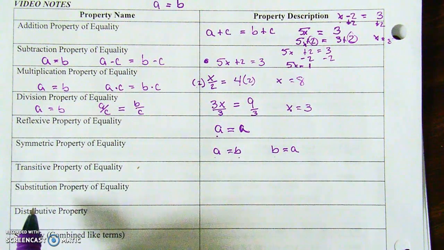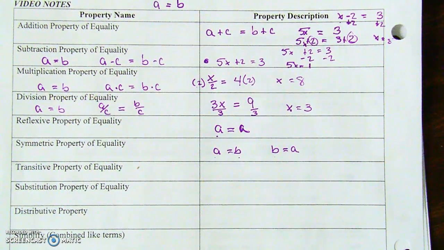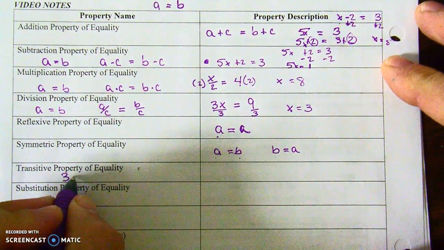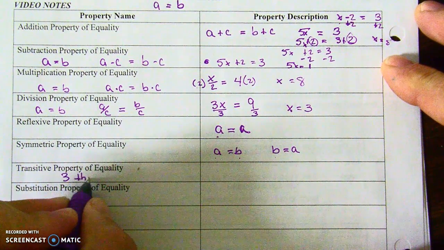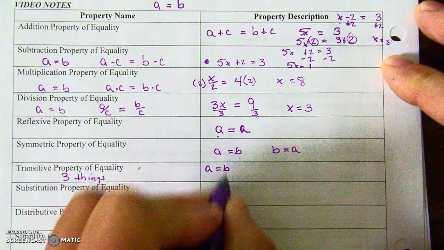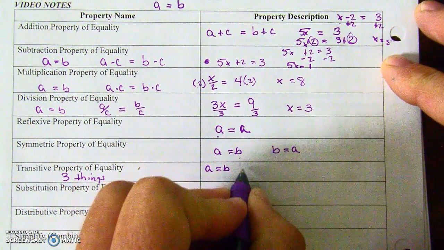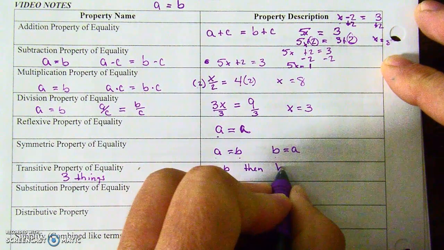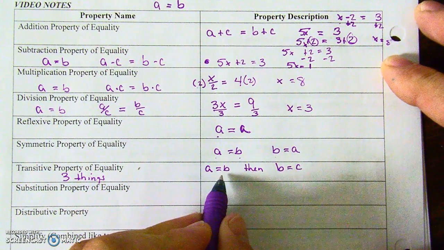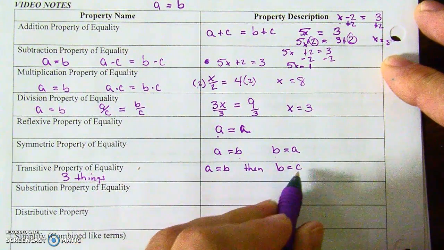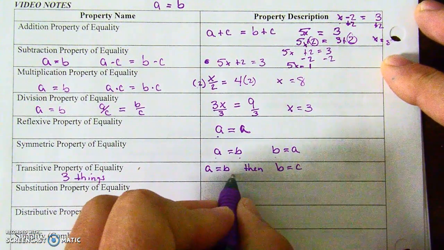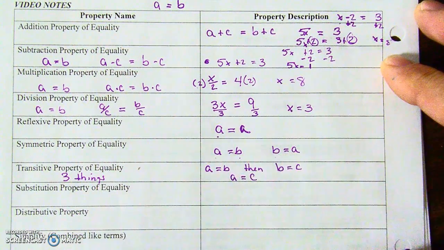Now, transitive property, we talked about this a little bit yesterday in class, where you have to have 3 things. Okay, I'm just going to write that here. So we have this. So if we say A is equal to B, then B is equal to C. See, here we go. And then because B is common between the A and the C, we know that A is going to be equal to C. Okay?